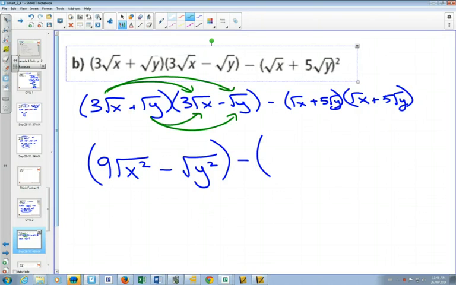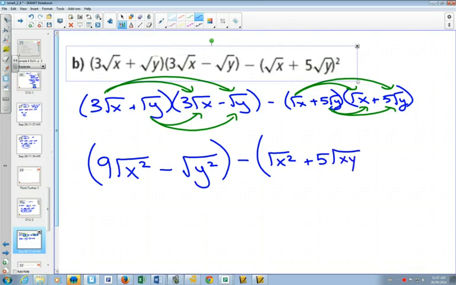And I'm going to FOIL these ones as well. A root x times root x will be root x squared. Root x times 5 root y, we'll multiply the numbers in front. That'll give us 5 times 1 is 5. Root x times root y will be root xy, because we multiply inside the radicals. The inside ones will get 5xy again. And finally, the last ones, 5 times 5 is 25y squared.